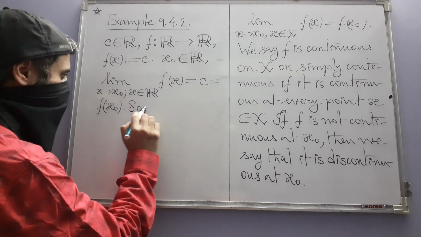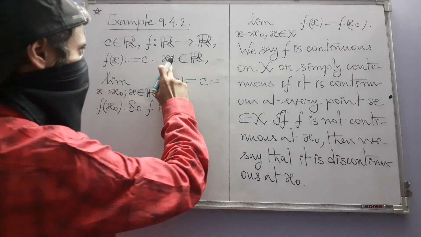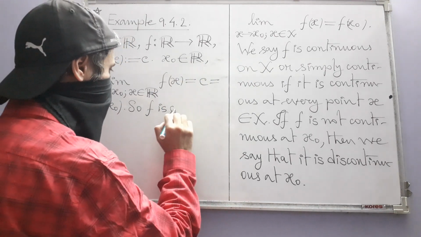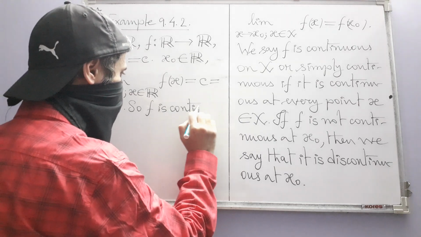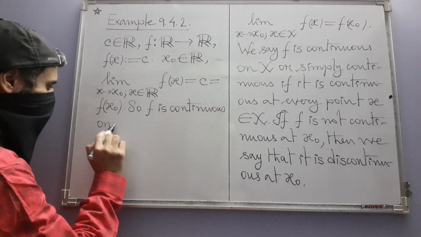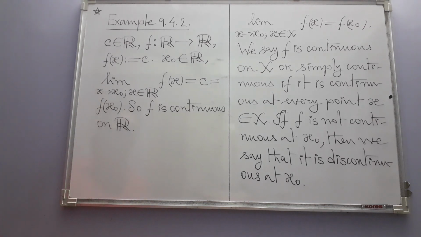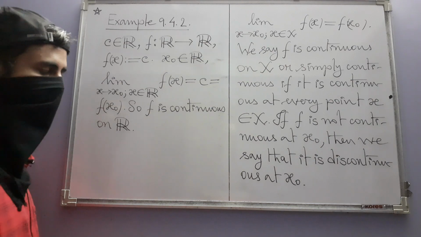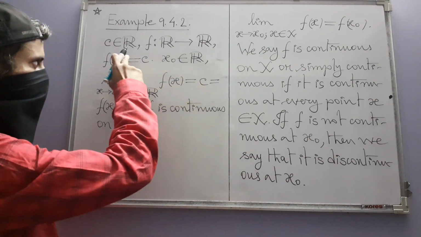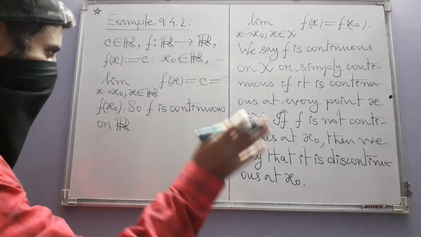But c also turns out to be equal to f of x naught by the definition of f. So f is continuous at x naught, and since x naught is any real number, f is continuous on R, or just simply it's continuous. Okay, so any constant function is continuous. You can change c here, of course, getting another constant function that will also be continuous everywhere.